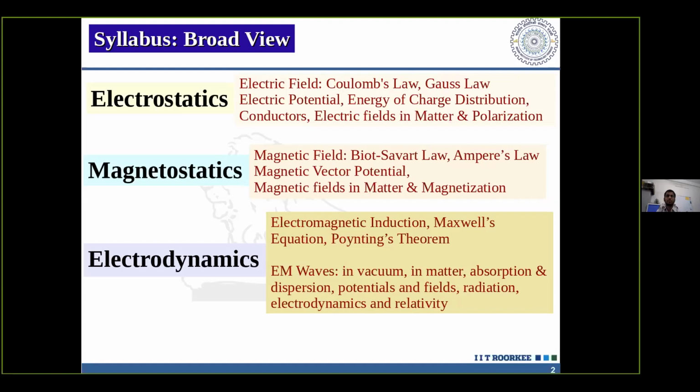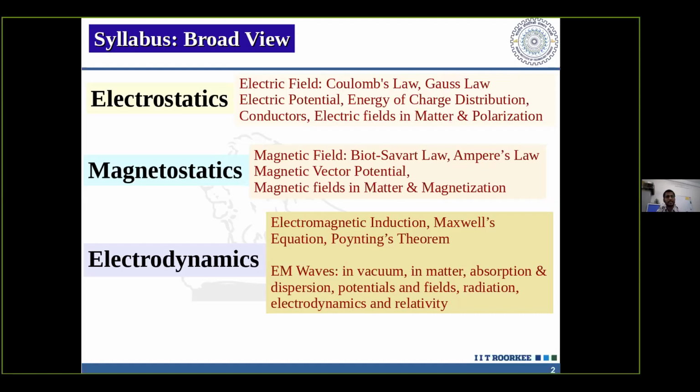Now, why do we study electrodynamics first of all? For this particular workshop, one can say that the objective is to qualify NET, GATE, SET, all these kinds of competitive examinations. But some of you will take up research, some of you may go for teaching. In both cases, this topic is very much important.